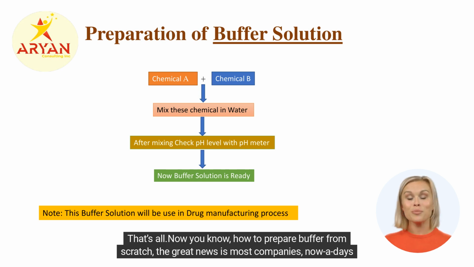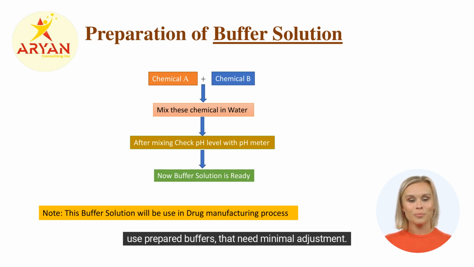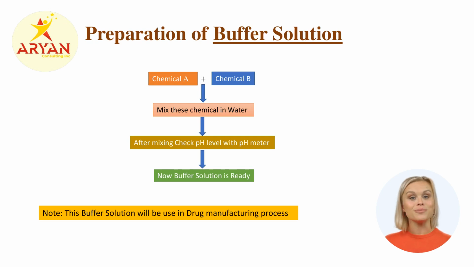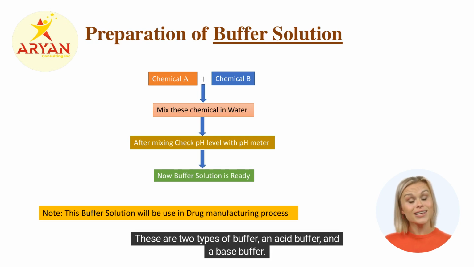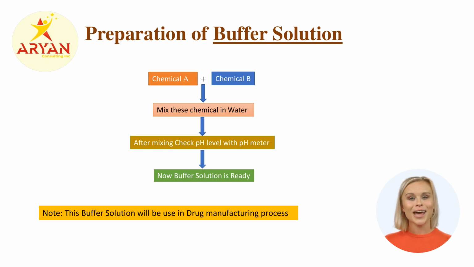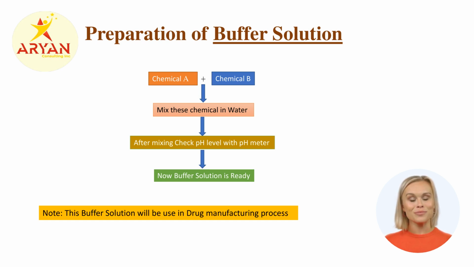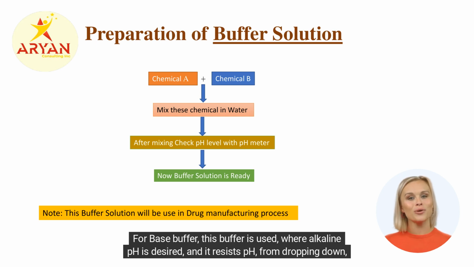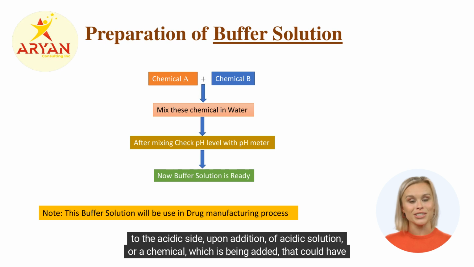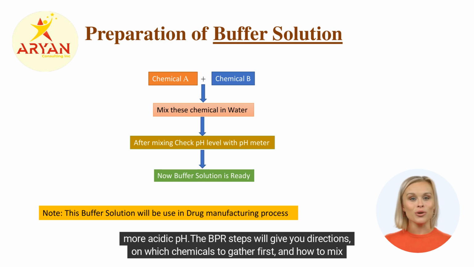The great news is most companies nowadays use prepared buffers that need minimal adjustment. These are two types of buffer, an acid buffer and a base buffer. Acid buffer is used where acidic pH is desired and it resists pH going to the alkaline side upon addition of a strong alkaline solution. Base buffer is used where alkaline pH is desired and it resists pH from dropping down to the acidic side upon addition of an acidic solution or a chemical being added that could have more acidic pH.